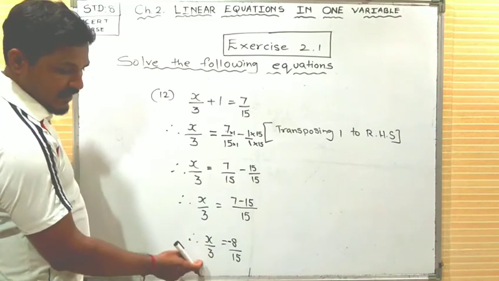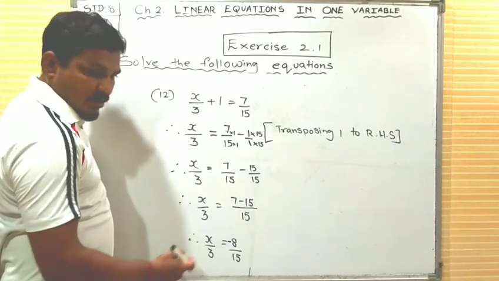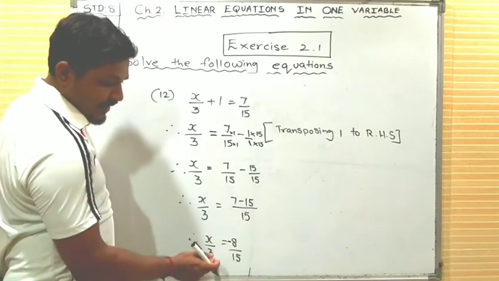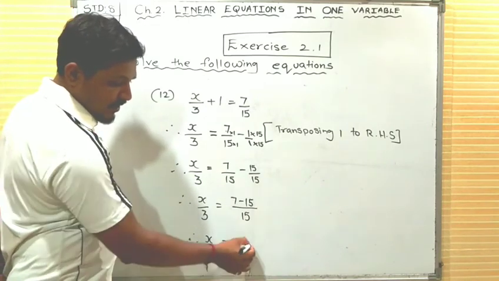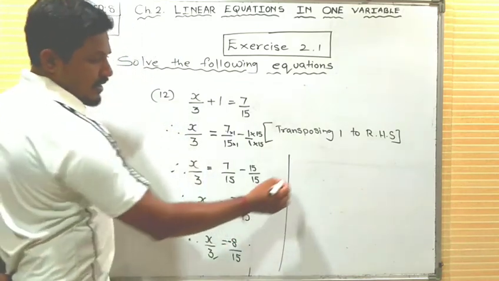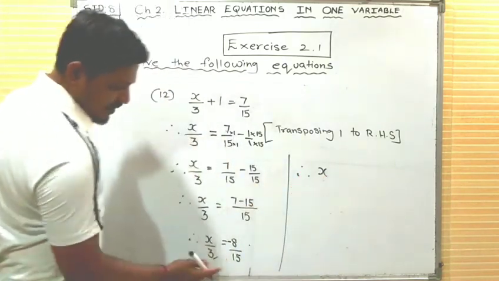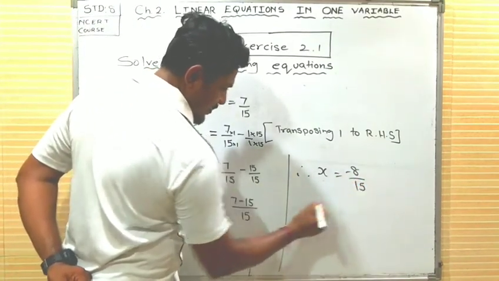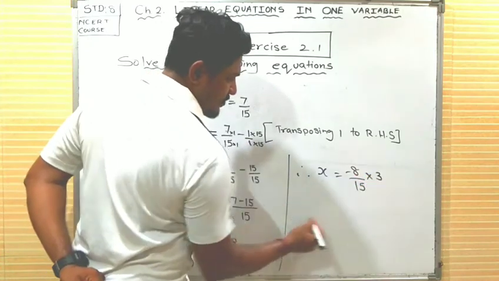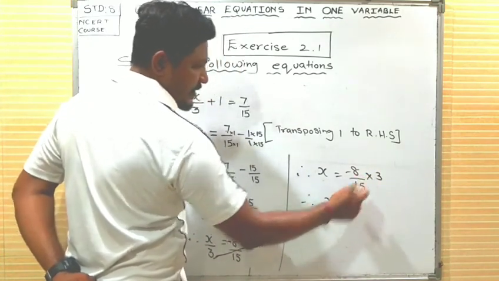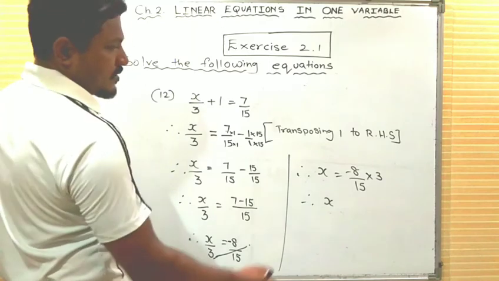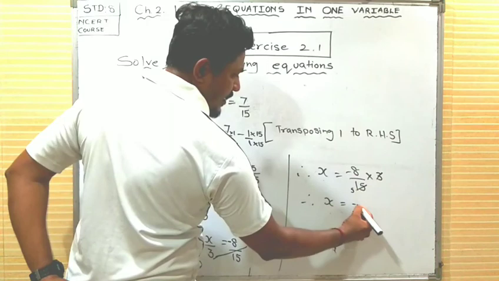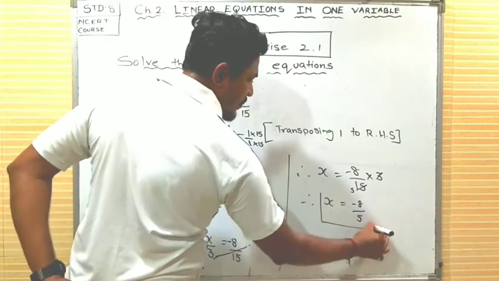Now what to do? You need to find the value of x. So very simple. Either you multiply 3 on both the sides so that 3 and 3 are going to cancel, or directly in transposition you have to take this 3 over here. See, therefore x, this 3 will come over here. Negative 8 by 15. Then if cancellation is possible, you can do cancellation. So 3 5s are 15. Negative 8 by 5. This is your answer.